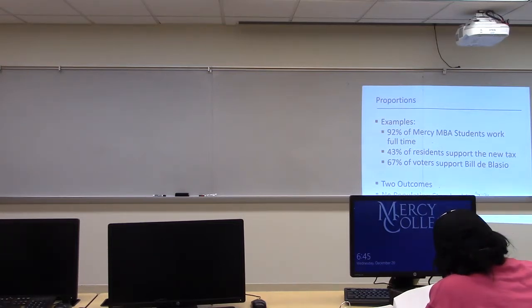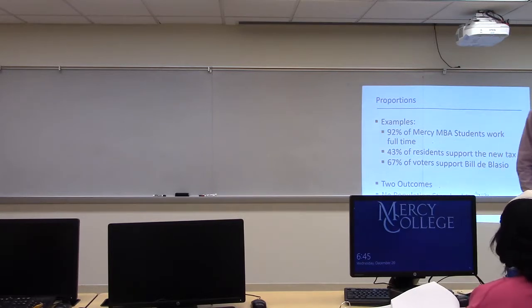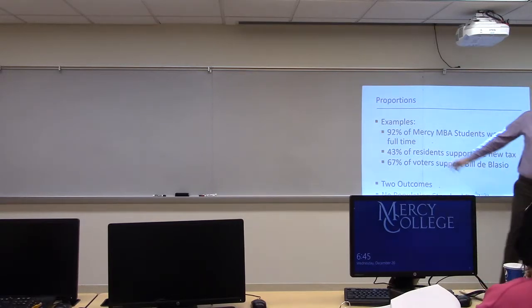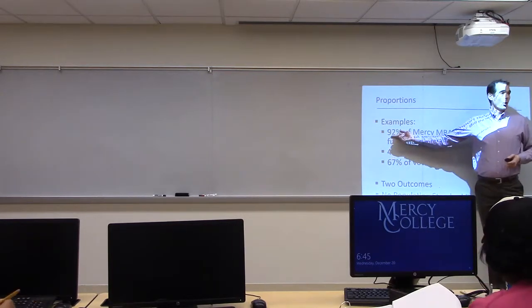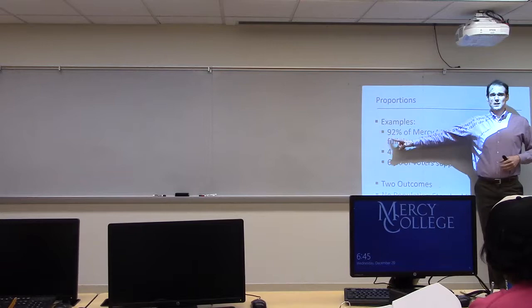43% of residents support the new tax bill. 60% of voters support Bill de Blasio. That's what we mean when we say proportion. A proportion can either be written as a percentage, like this, or it can be written as a decimal between 0 and 1. How do we write this as a decimal?